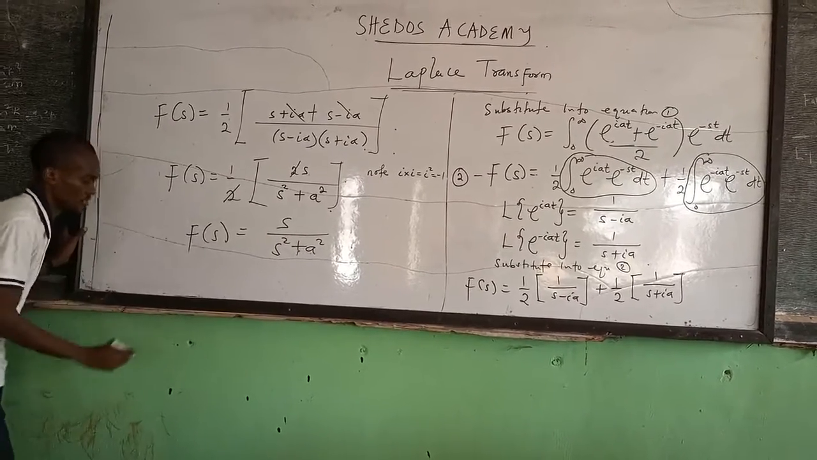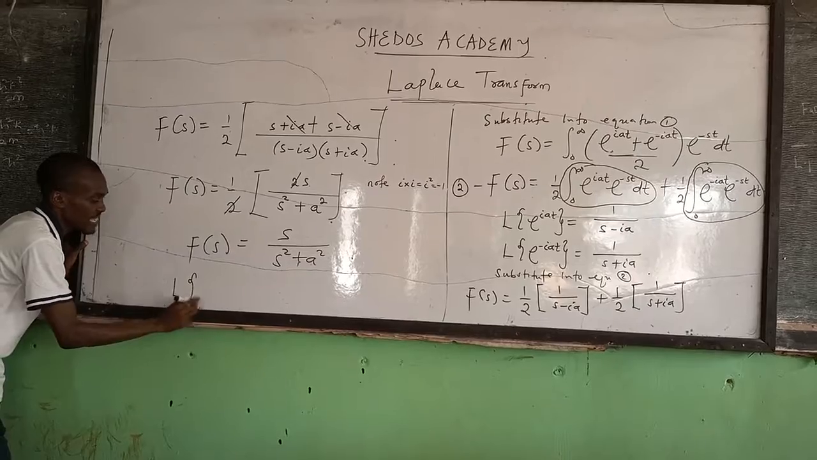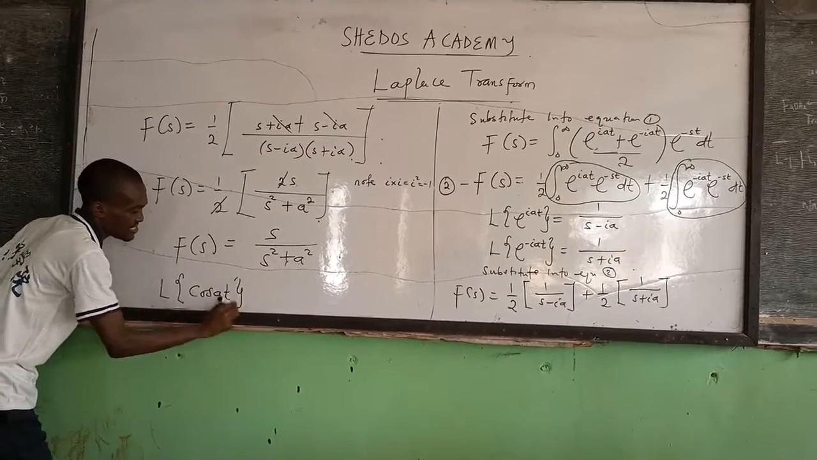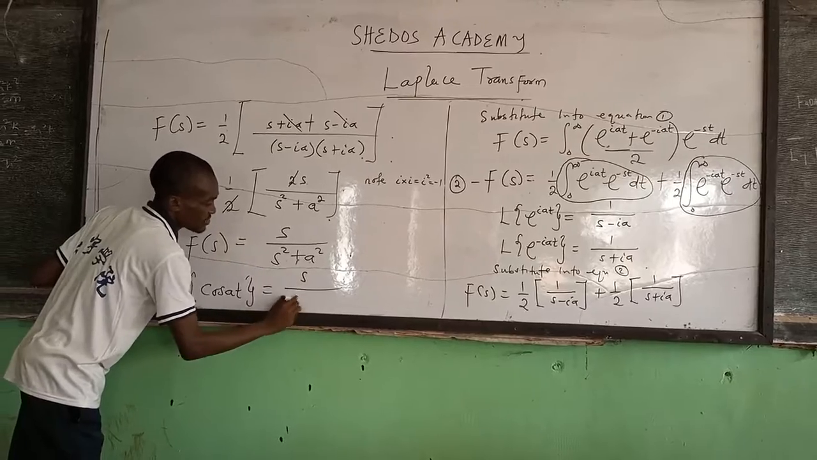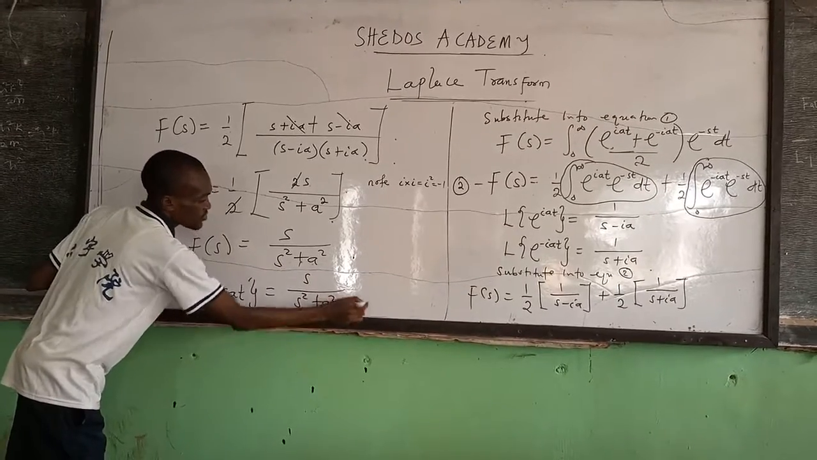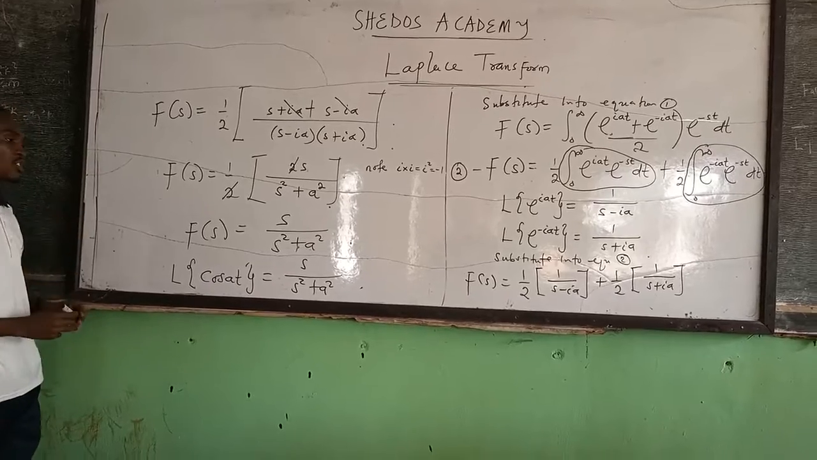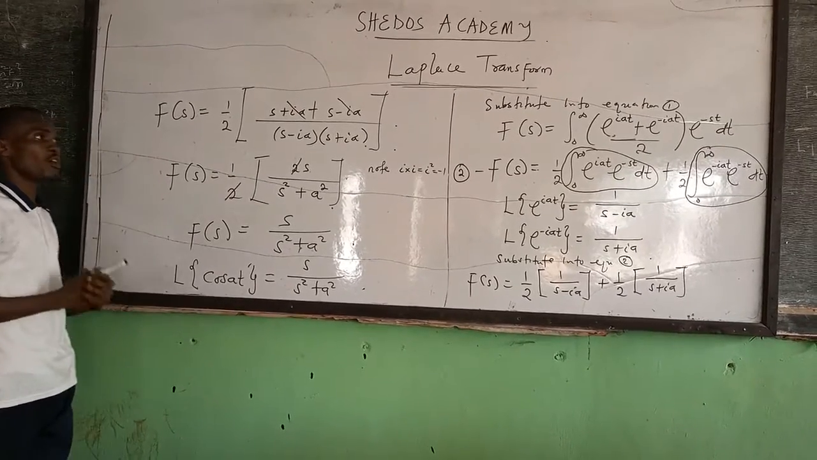So what is the conclusion? The conclusion is that the Laplace transform of cos of at is the same thing as s over s squared plus a squared. So this is our Laplace function in the complex variable s.